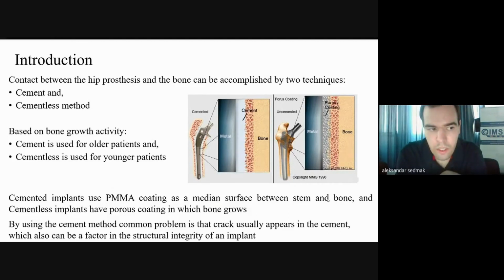Hip implants may be cemented and cementless. They can be placed in the bone with a PMMA coating. That's usually done for older persons, for the PMMA to be sort of a glue between bone and metallic material. In the cementless method, hip implants have a porous coating in which healthy bone ingrows and makes a tight connection between prosthesis and the bone.